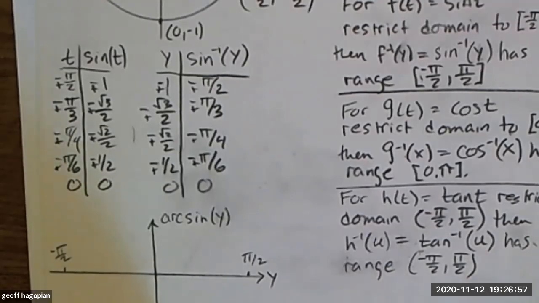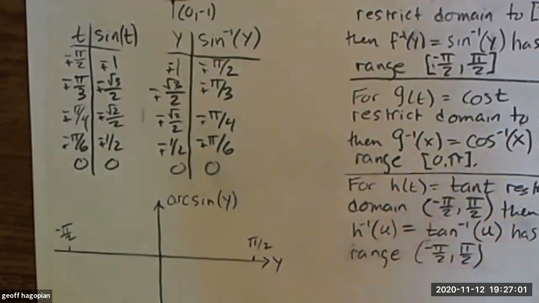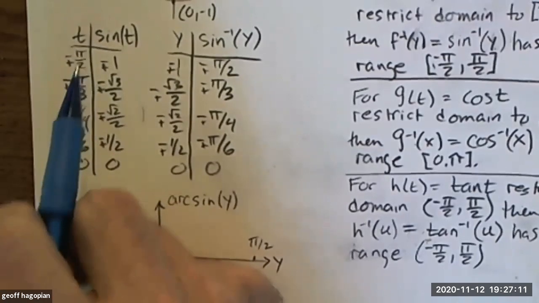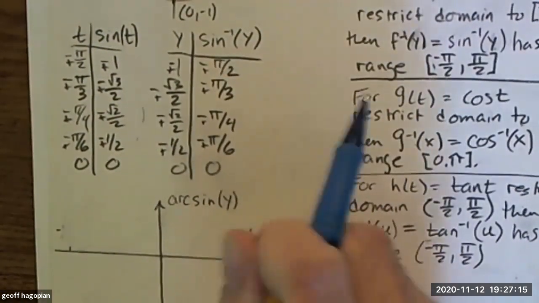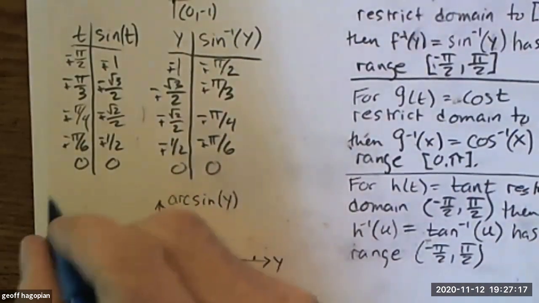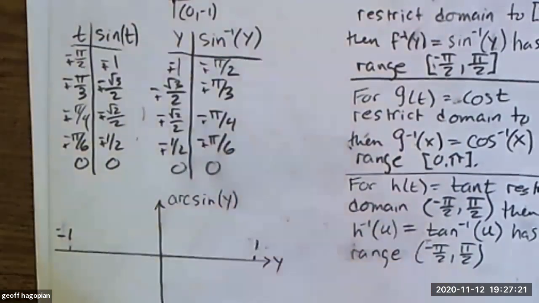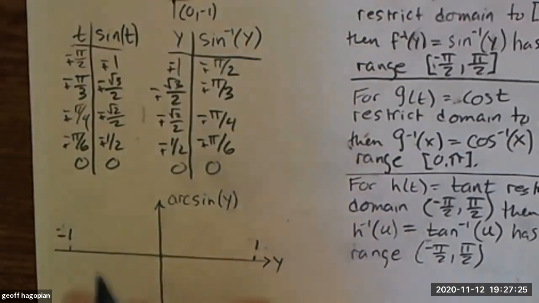So what arc... let's see, oh, I screwed up already, didn't I? See, so now the outputs are between negative pi over 2 and pi over 2, right? And so what are these inputs? Well, these are going to be negative 1 and positive 1, right? That's the domain of the arc sine function. Okay, what is the range?